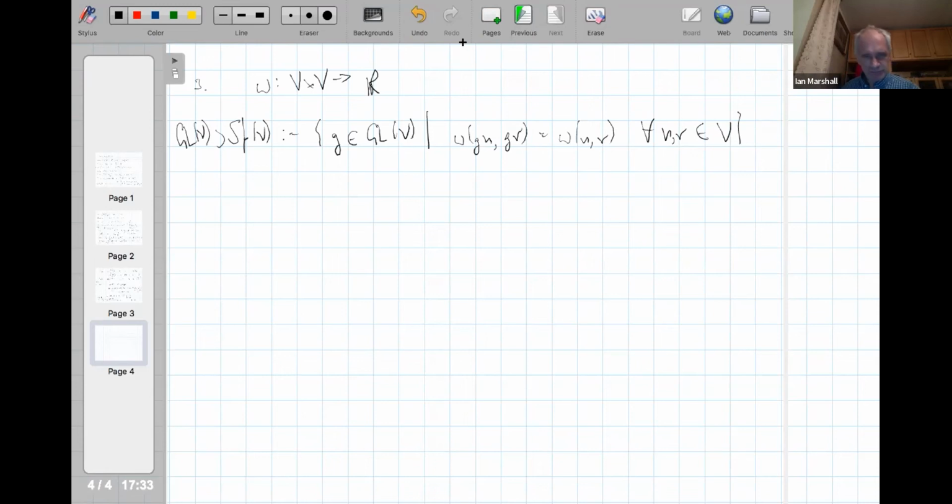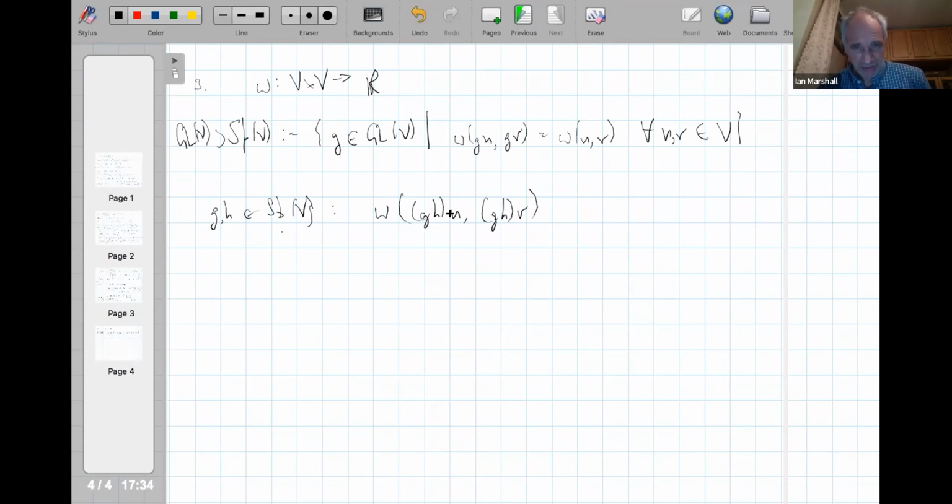Okay. So we want to check that this definition generates a group. So we want to check that it's closed under composition and it contains inverses. So let's just take G, H in SPV, and let's have a look. So we'll take omega GHU, GHV. So GH is perfectly well defined because G and H are both in GLV.